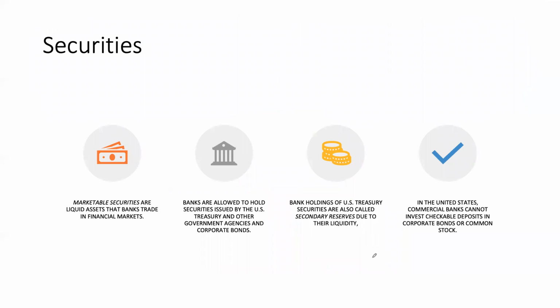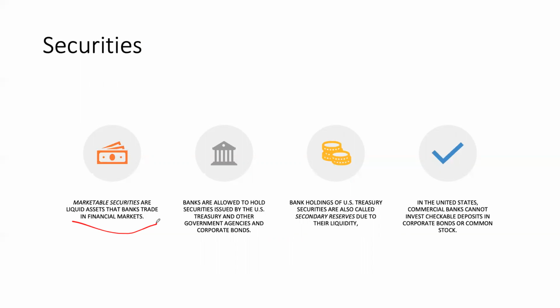The second kind of bank assets that we want to talk about is securities. When we talk about securities, these are just financial claims which are tradable. These are marketable securities, liquid assets that banks trade in financial markets. Banks are allowed to hold gold-plated U.S. Treasury, government agency, and corporate bonds. So in the form of securities, banks are limited to those things.